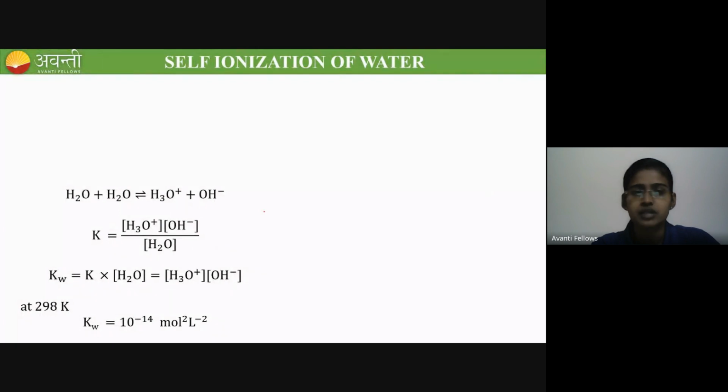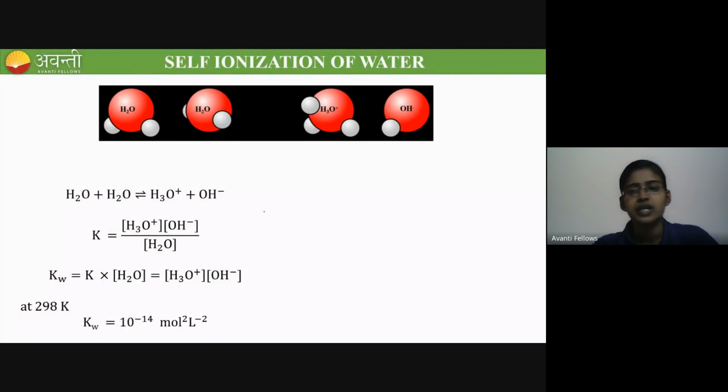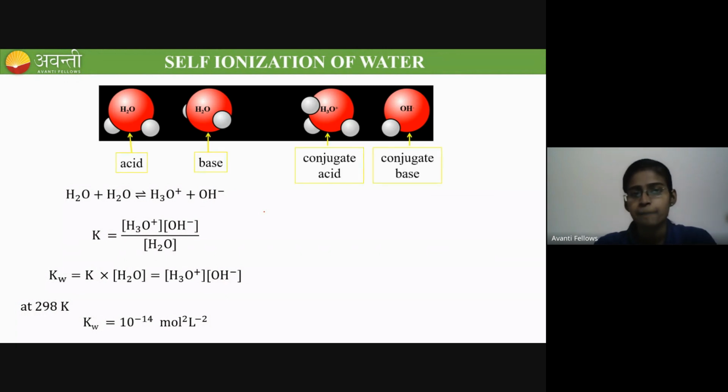Self-ionization of water. So in this picture, you can see we have taken 2 water molecules. One is acting as an acid and the other one is acting as a base. The first molecule is the acid and the second molecule is the base because the second molecule is accepting one H plus from the first molecule and it is producing H3O plus. And since the first molecule has donated its H plus, it is left with only OH minus, so it is called the conjugate base of the first molecule.